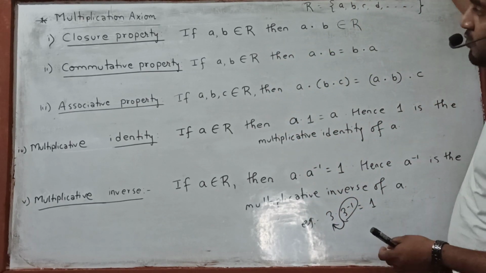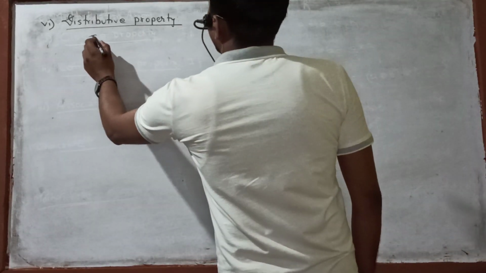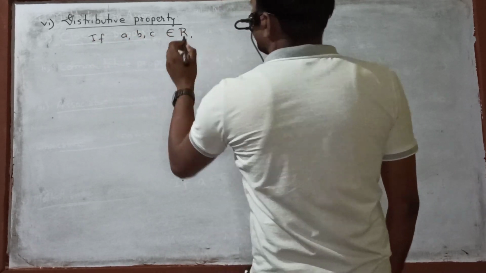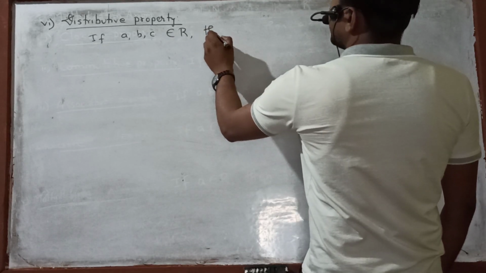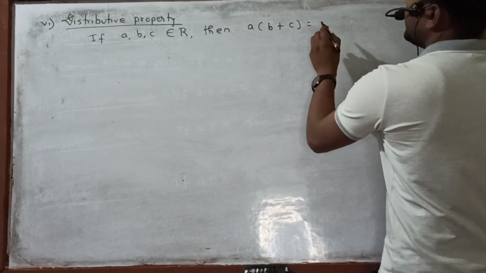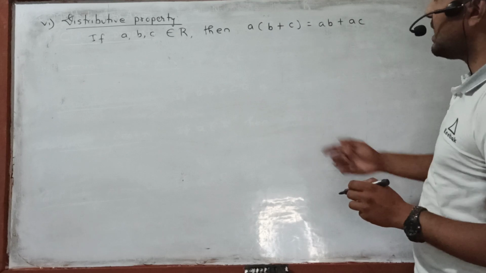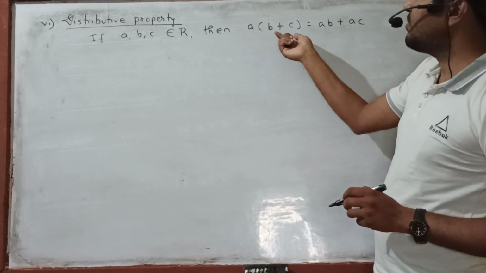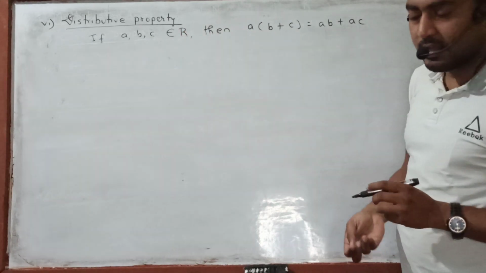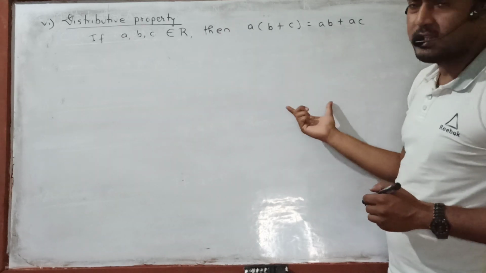So let me erase this portion. Here is the distributive property. If a, b, c belong to the set of real numbers, then a (b plus c) will be equal to ab plus ac. So this a will be multiplied to both: a into b plus a into c. This property is called the distributive property of real numbers. You can create your examples yourself and check whether it is right or not.